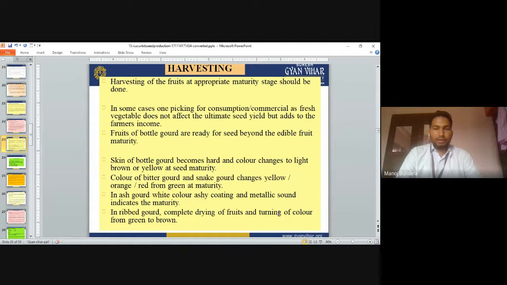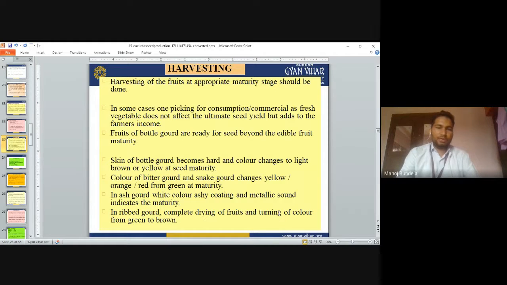The color of bitter gourd and snake gourd changes from green to yellow, orange, or red at maturity. In ash gourd, the white waxy content or a metallic sound indicates maturity. In ribbed gourd, there is complete drying of fruits and the color turns from green to brown. So these are all the maturity stages in different cucurbits.